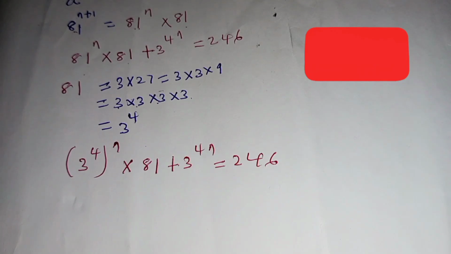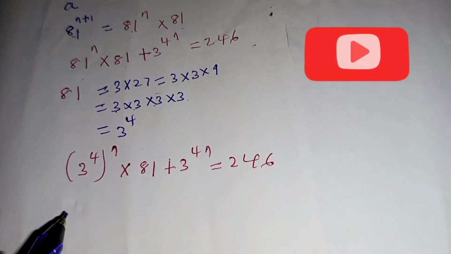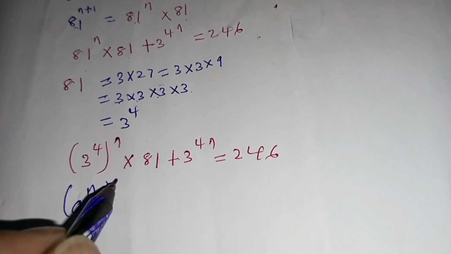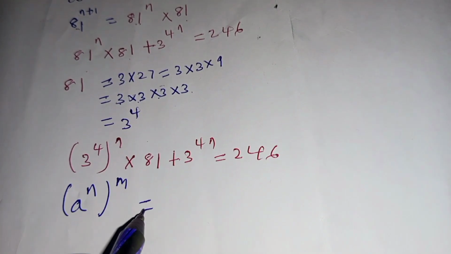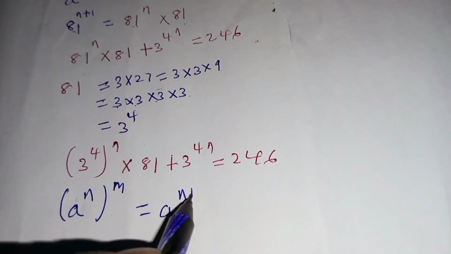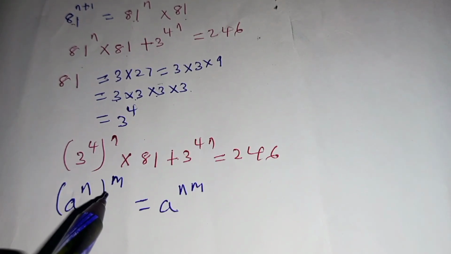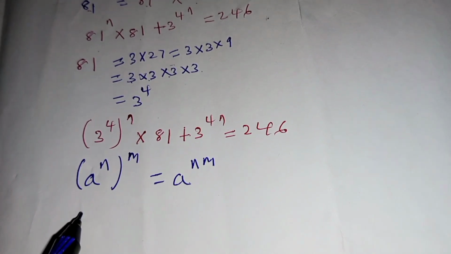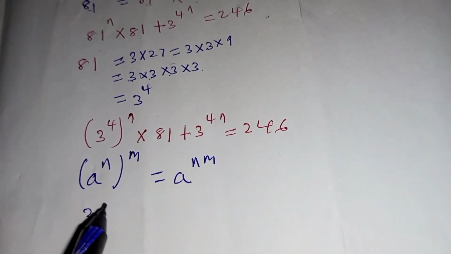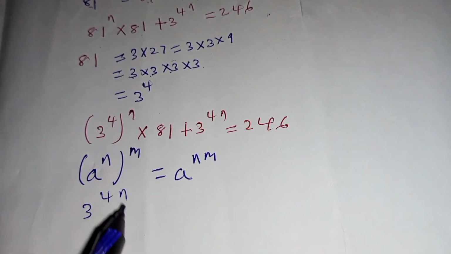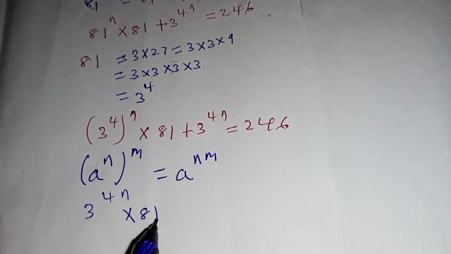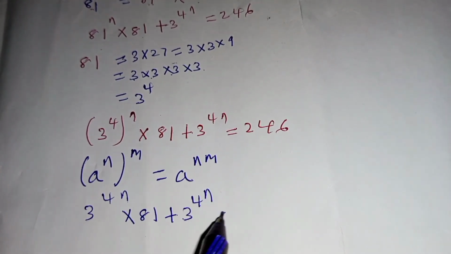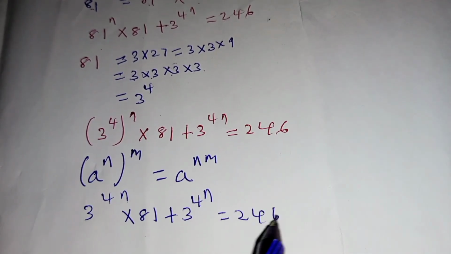Again here, we are going to make use of this law of indices. When you have (a^n)^m, this can be written as a^(n×m). So when you remove the bracket, you multiply the indices. In our case, we shall have 3 to the power of 4n multiplied by 81 plus 3 to the power of 4n being equal to 246.